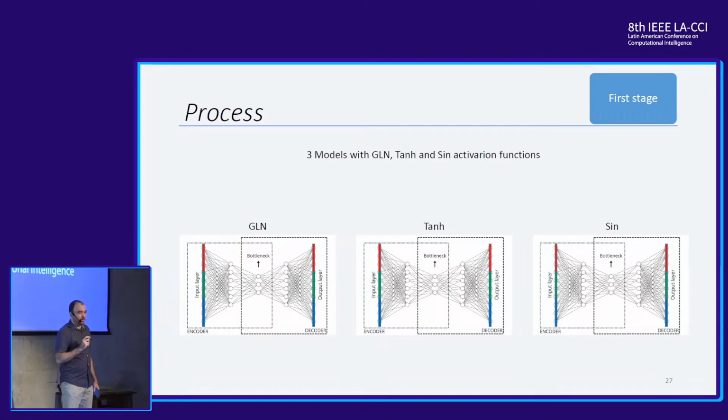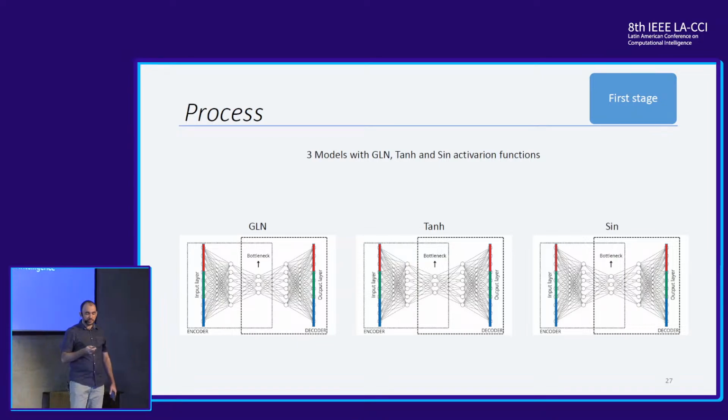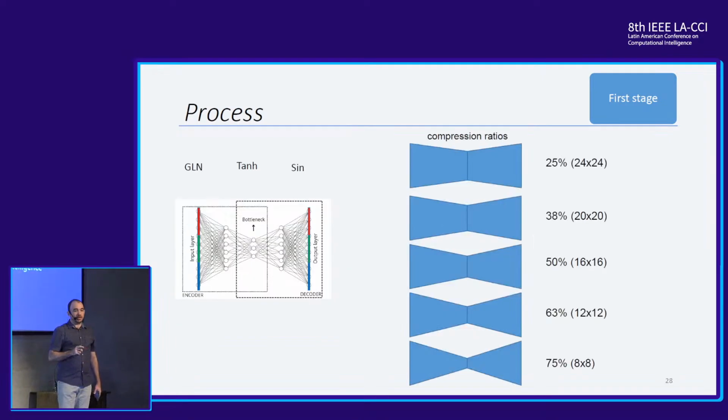Okay, and for testing GLN, we create 3 models. The first model is GLN, and the other models use the TANH activation function and the SIN activation function. Why? Because GLN uses 2 components: for the global component of GLN we use the SIN, and for the local component of GLN we use the TANH. And for comparison, we use these 3 activations.